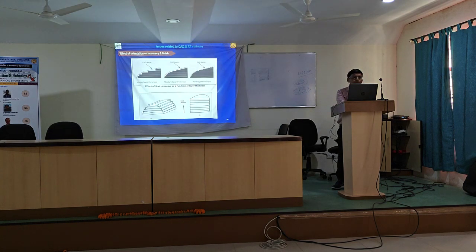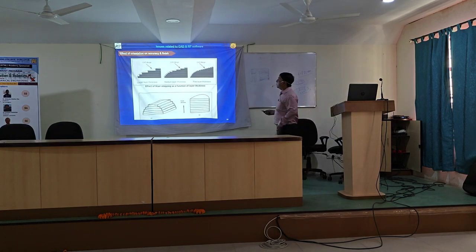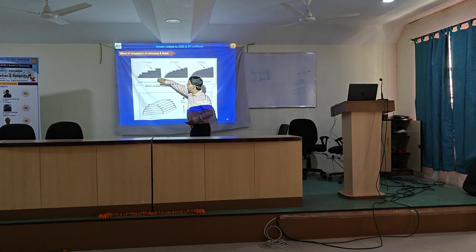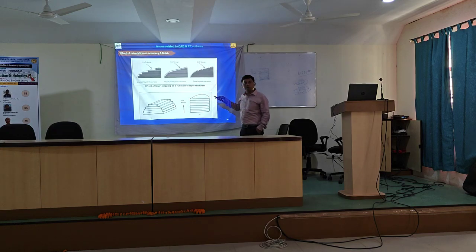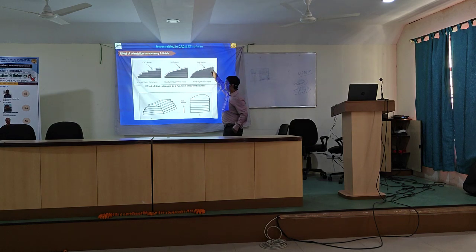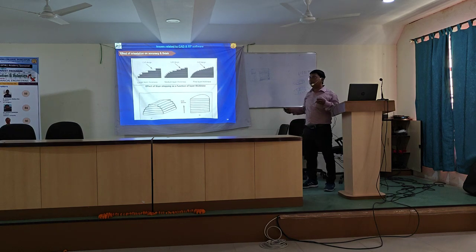Next important thing is the layer thickness. Layer thickness has a big role in product quality, here the product quality being surface roughness. If your layer thickness is high, in a curved shape portion the stair stepping effect will be more, whereas if your layer thickness is lesser, the stair stepping effect will be less. This is one effect. Another effect is orientation, which also has a big role in the product quality.